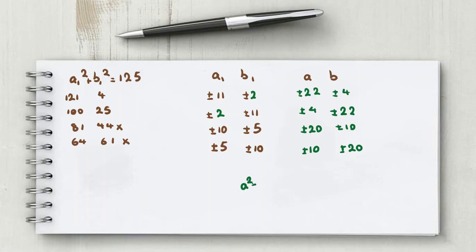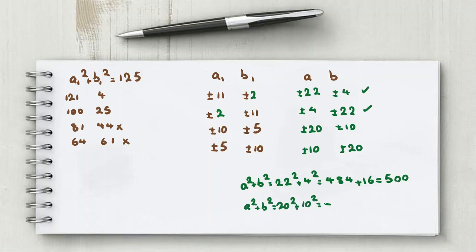So a squared plus b squared for the first case: 22 squared plus 4 squared. 22 squared is 484, 4 squared is 16, which is 500. So it's okay. The next one: 20 squared plus 10 squared is 400 plus 100, equal to 500. Again, it's okay. So we found that for each of them, we can say 2 times 2, 4 answers. So there are 16 answers for a and b.